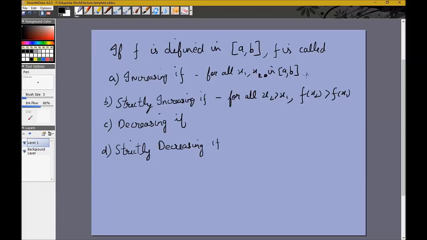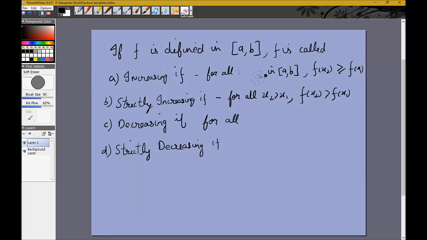f of x2 is either greater than or equal to f of x1. If it is equal at some places, we still call it an increasing function. A strictly increasing function is one in which f of x2 can never be equal to f of x1. Decreasing if, sorry, this is for all x1 less than x2, or I'll just write x2 greater than x1.